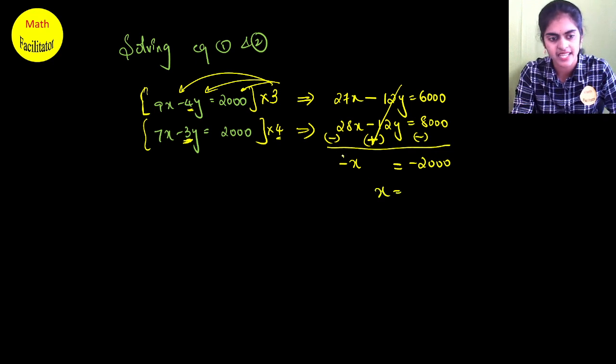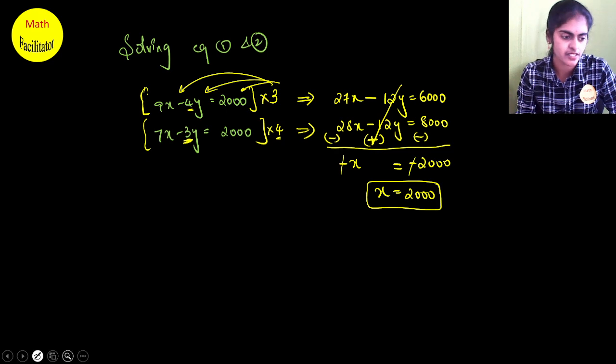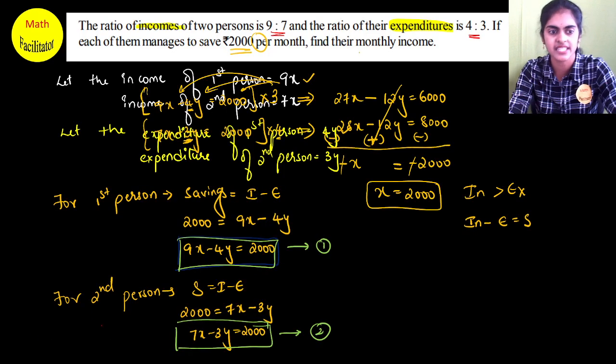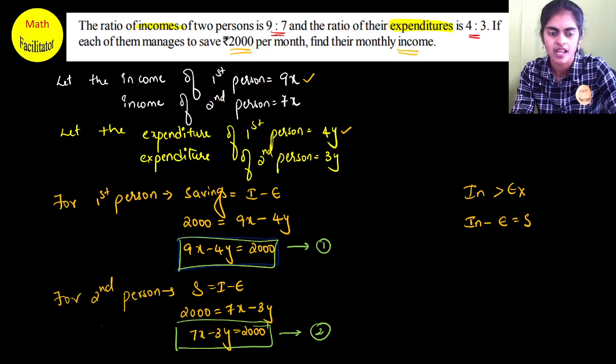So minus cancels on both sides. So x equals 2000. I got the x value as 2000. Now that I have the x value, can I find the incomes? They just asked you to find the income. How will you find the income? Income of the first person is 9x and the second person is 7x.